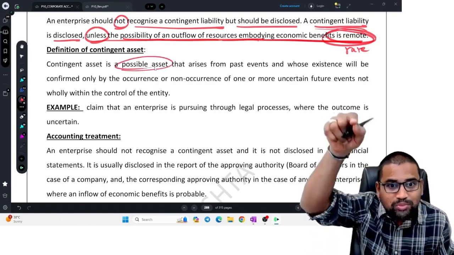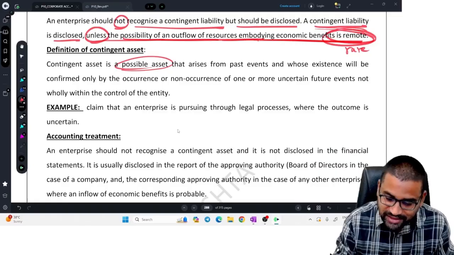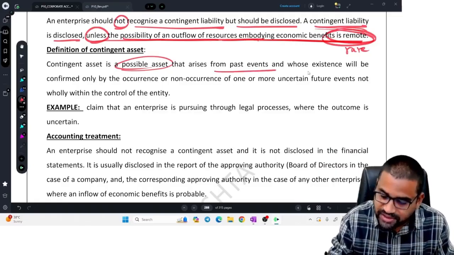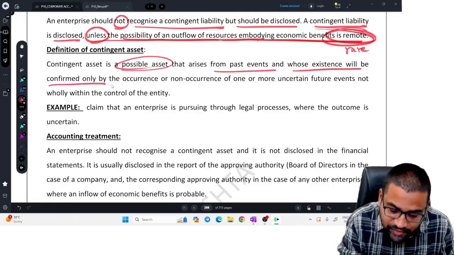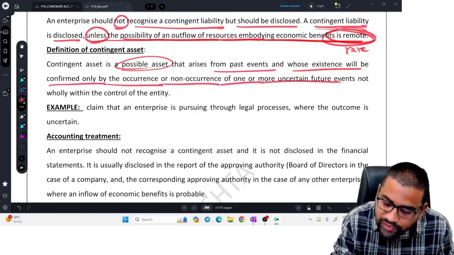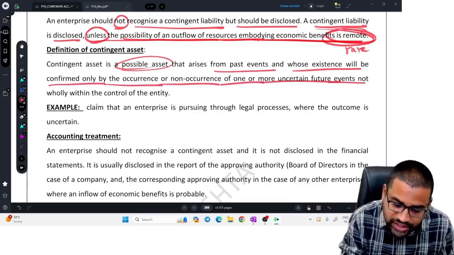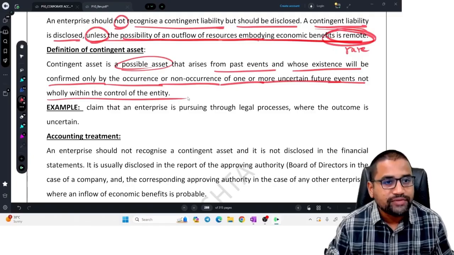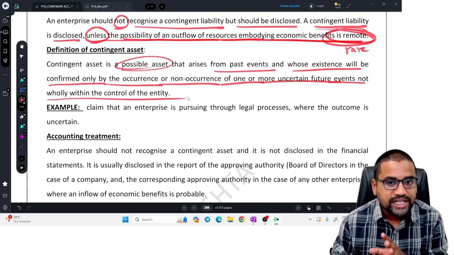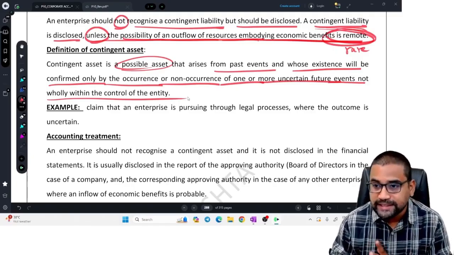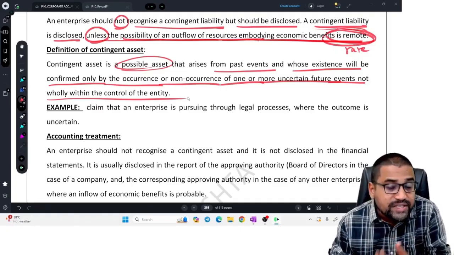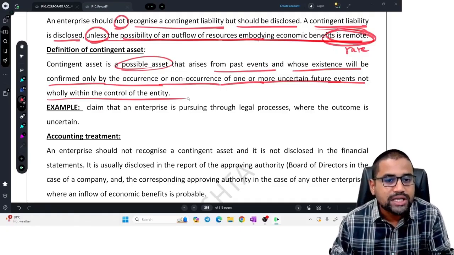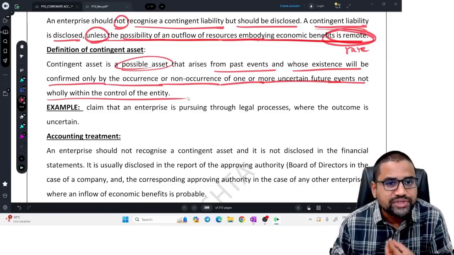There, a possible obligation; here, a possible asset, that arises from past events, whose existence will be confirmed only by the occurrence or non-occurrence of one or more uncertain future events, not wholly within the control of the entity. So this contingent asset is a possible asset, the existence of which is confirmed by the occurrence or non-occurrence of one or more uncertain future events, which is not in our control.